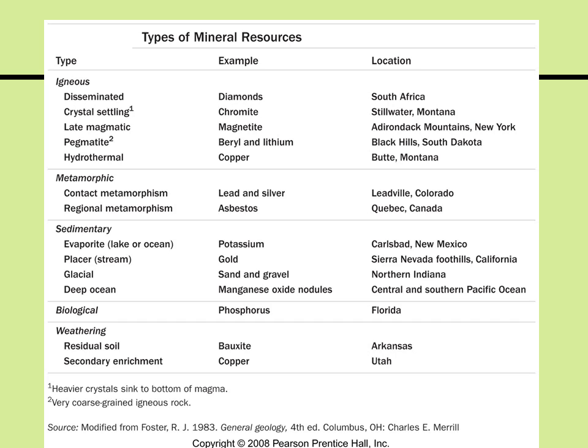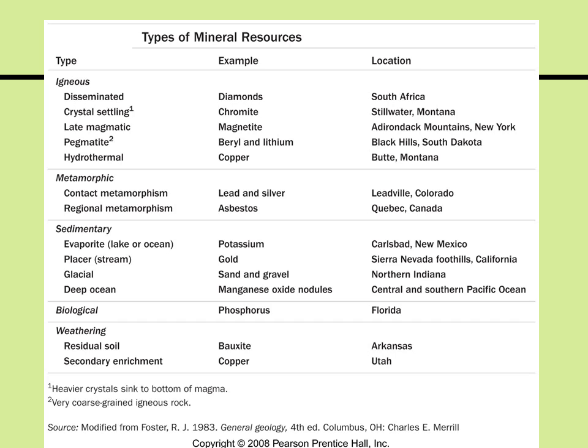Skipping down, it's probably not surprising that under biological processes, if we're looking for phosphorus, it came from where the bones of fish have created this phosphorus resource in Florida, where ocean fish that lived in the ocean now have led to this ore body in Florida.